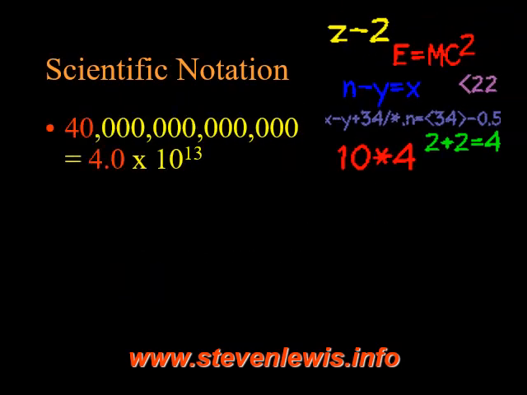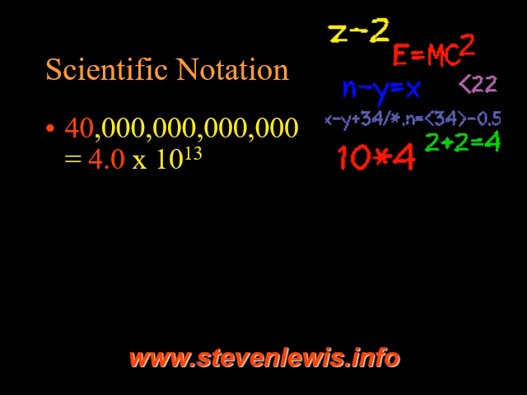We have a shorthand way in science of writing very large and very small numbers to indicate exactly how many digits are significant. This shorthand notation is called scientific notation. For example, we can convert the number 40 trillion to 4 times 10 to the 13th power.